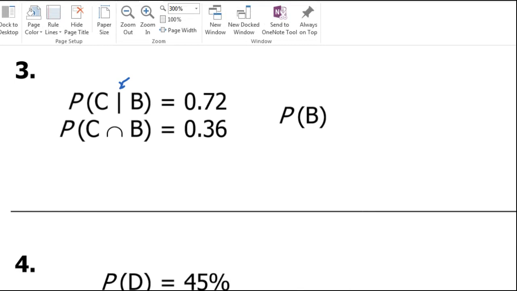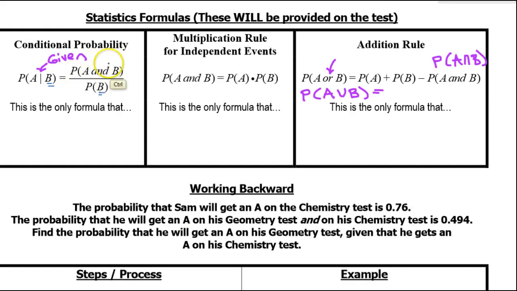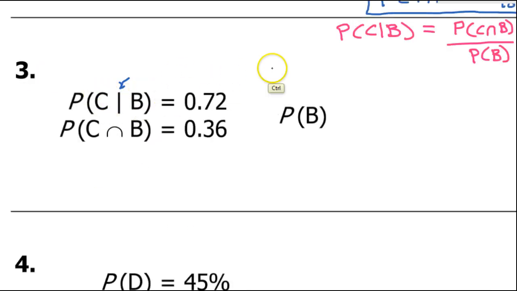Alright, I'm going to change colors. So, the probability of C given B is going to equal the probability of C and B divided by the probability of B. Again, I'm just copying the pattern of this formula, but instead of A and B, I'm doing C and B. So basically I replaced the A's with C's. Okay, great. Now I'm just going to fill in everything I know.